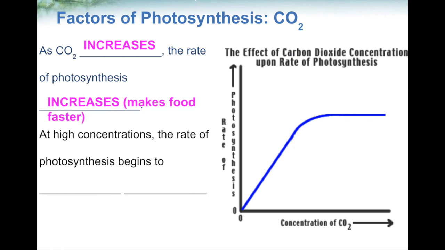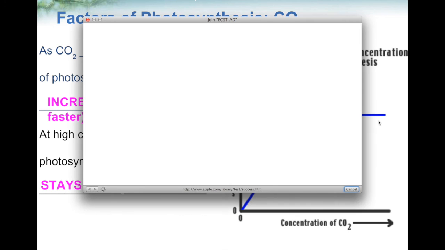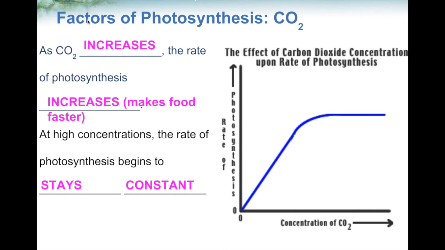But it gets to a certain point where no matter how much carbon dioxide we give it, it's reached its maximum rate of photosynthesis, so the rate of photosynthesis stays the same or stays constant. It doesn't make more food than it is already.